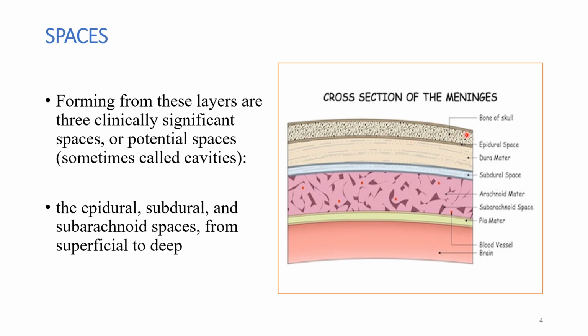See, this is the bone. This is the bone of the skull. This is the epidural space. This is the dura mater. It has tough connective tissue. And this is the subdural space. And this is the arachnoid mater. And this is the subarachnoid space. And this is the pia mater. So they will form three potential spaces: epidural space, subdural space and subarachnoid space.